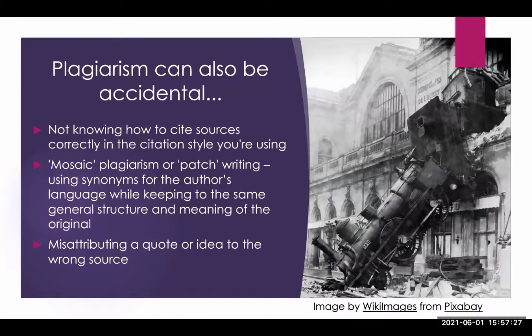Plagiarism can also be accidental, and I think this is what happens most often in cases of academic dishonesty. It's just that the student in question did not know that they were doing it wrong. So not knowing how to cite the sources correctly in the citation style that you're trying to use, that's probably, I think in most cases, at least as an instructor, this is what has happened to me. In my experience, students just didn't know they were doing it wrong. So my goal in making this video is to learn how to do it right.